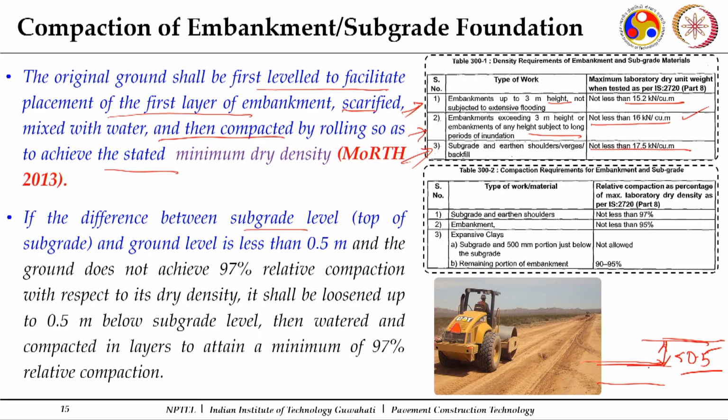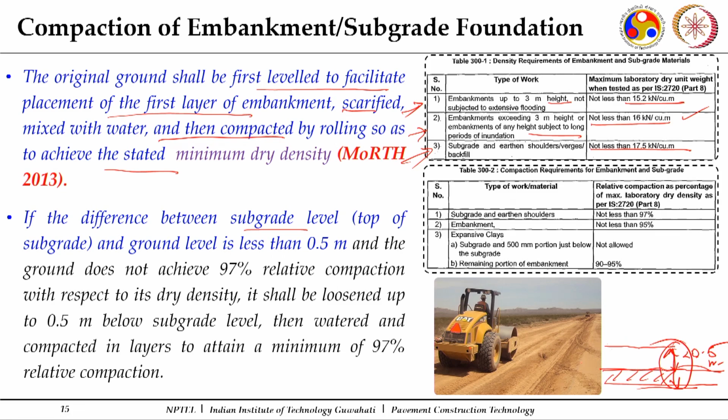So, in this particular case, what will happen? I will show you. If this is my existing ground level, and after compaction the subgrade top should be here, then the difference between them, if it is less than 0.5 meter, I have to cut it down. The entire natural soil has to be cut down, and then I will do the recompaction of this entire 0.5 meter.